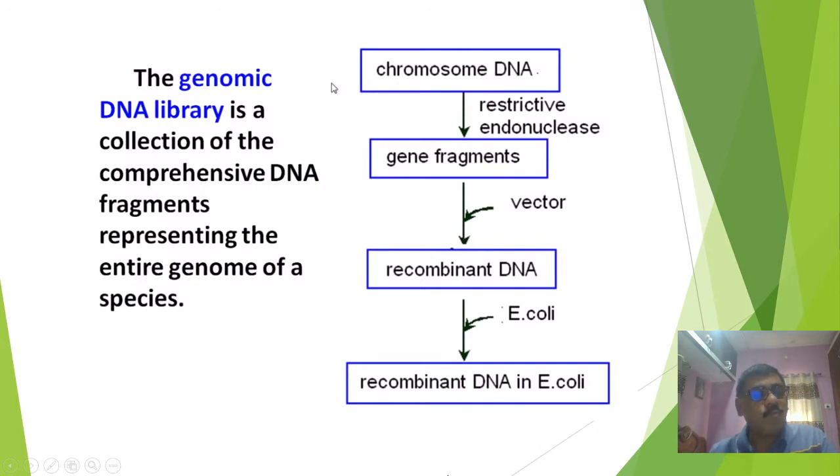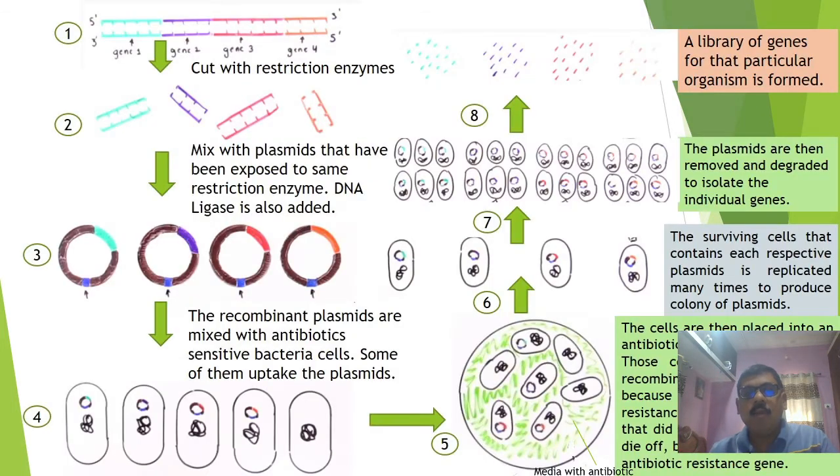The genomic library is what? It is a collection of comprehensive DNA fragments representing the entire genome of a species. The chromosomal DNA, or the entire DNA from the cell, is isolated and subjected to the action of restriction endonuclease, so that we will get the gene fragments, and the gene fragments are then mixed with a suitable vector to get the recombinant DNA molecule.